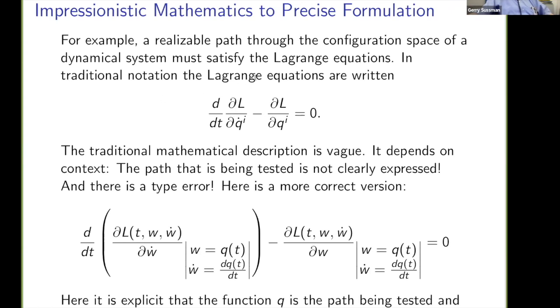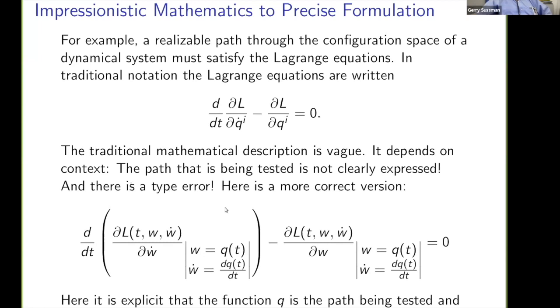In traditional notation, Lagrange equations are written like this. If you look at a book on classical mechanics, you see things like this. This mathematical description is vague. What are we trying to do? Okay, remember that what these equations are intended to tell you is the particular path, one that could actually happen? So you have to have the path. The path is not even here. Okay, it's not explicitly specified.